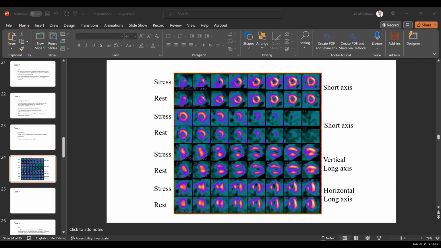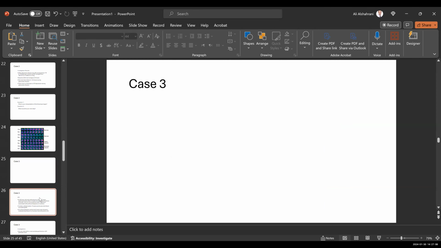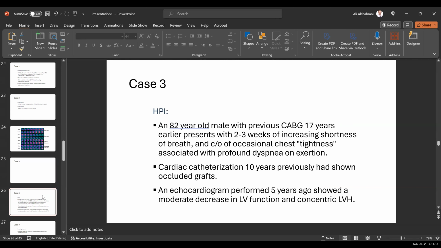So your next step is? Coronary angiography. Coronary angiography for further assessment and treatment. Okay, let's go to case number 3, just for the sake of the time.